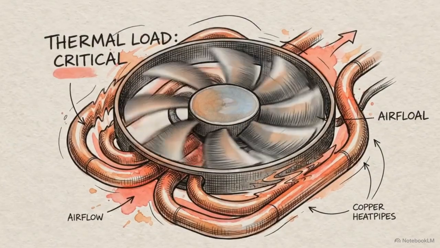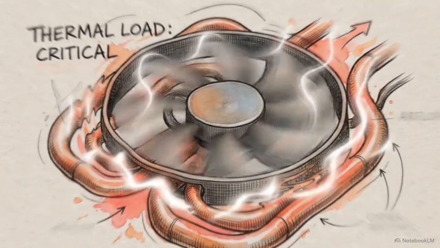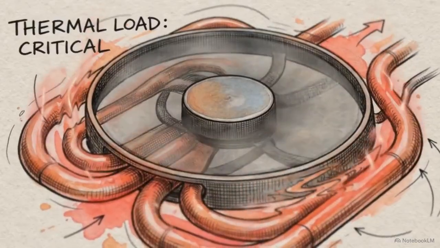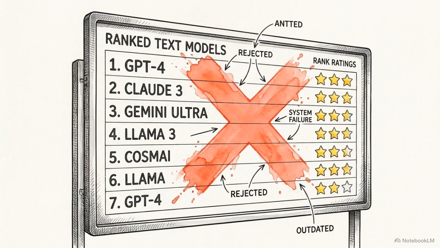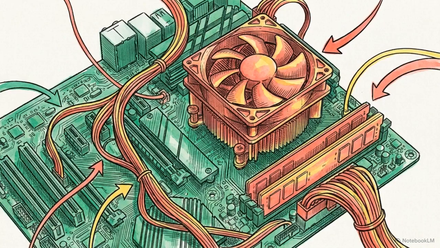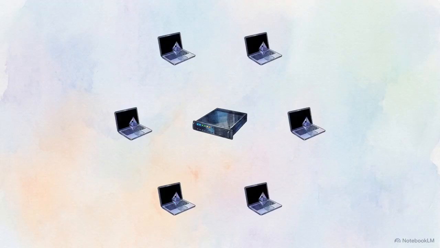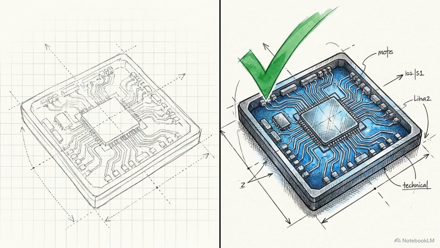Theoretical math provides a starting point, but physical hardware under thermal load often behaves differently than an estimate suggests. This makes global AI leaderboards unreliable for local use, as they cannot account for your specific cooling, power limits, or memory configurations. To address this, the llmfit share feature allows users to run actual benchmarks and anonymously contribute real speed data back to a central catalog. This approach moves the local AI ecosystem away from theoretical assumptions and toward verifiable evidence.